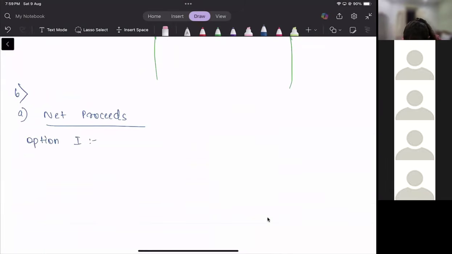Option 1. How will we find the net proceeds? They have given us issue price as 10, flotation cost as 0.5. How much will be our net proceeds? Issue price minus flotation cost.